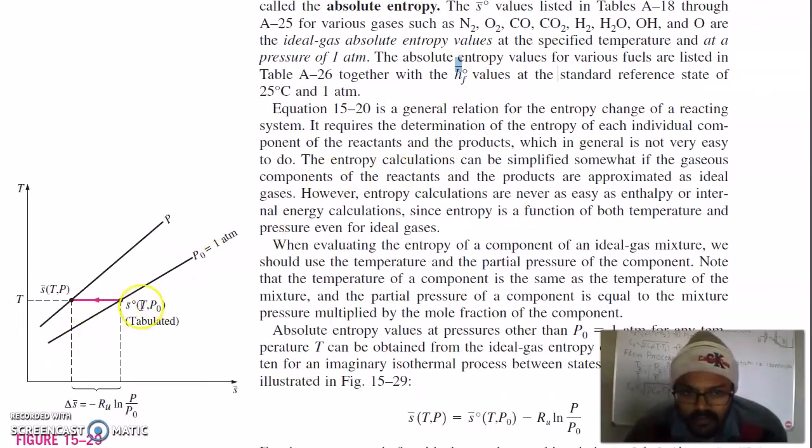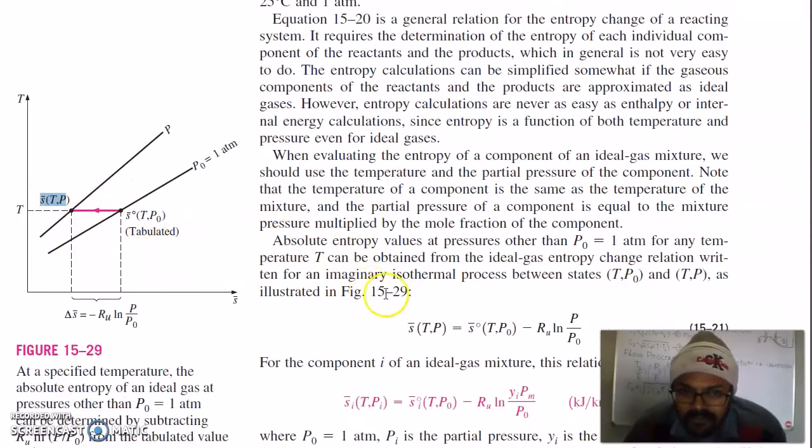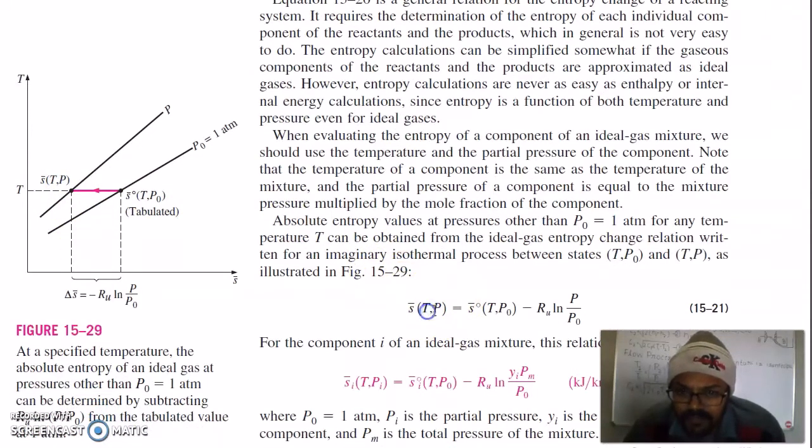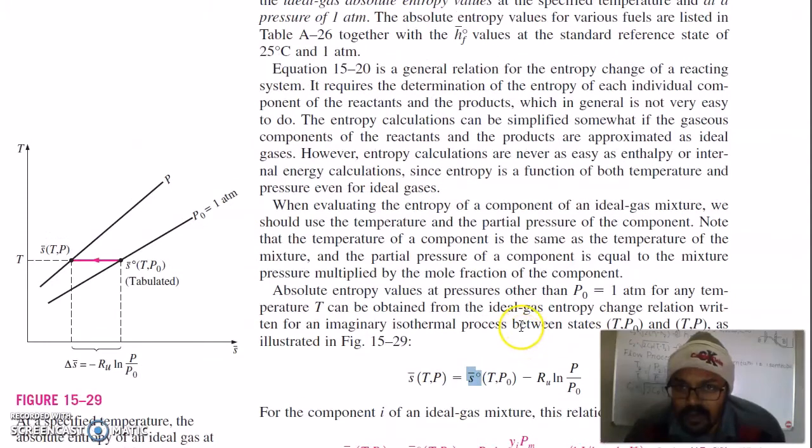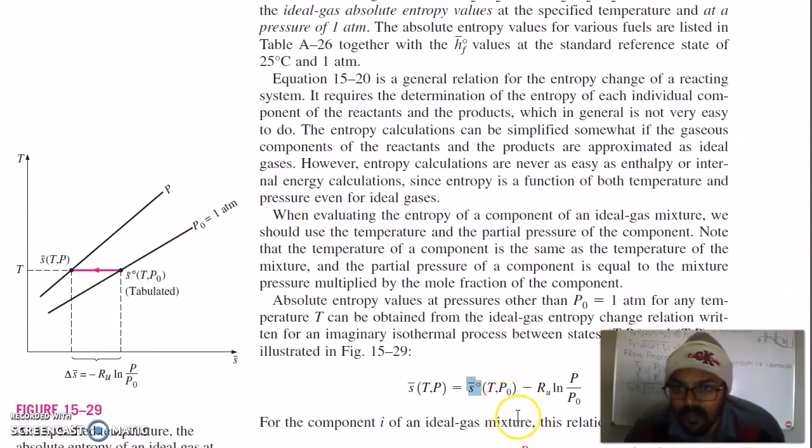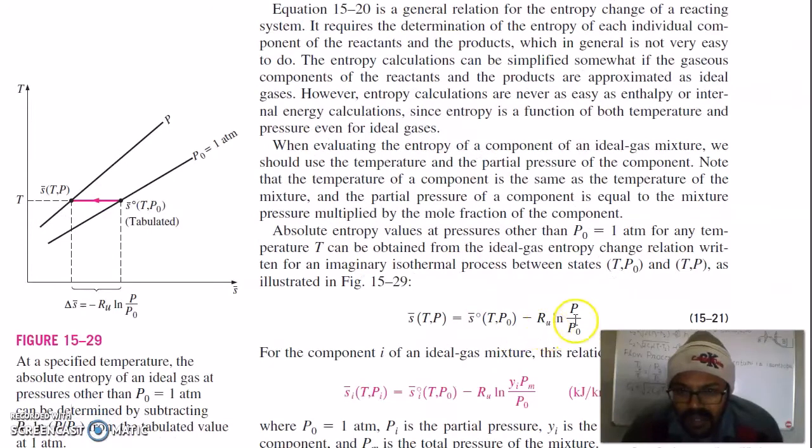So if you take this temperature entropy diagram, we know the absolute value here, that is a function of temperature and P0. Now if you have to find the entropy at a particular different pressure and different temperature, how are these two related? The entropy at different temperature and pressure equals the entropy at standard temperature and pressure, which is your 1 atmosphere, minus Ru log P by P0. So this term basically gives you the change of entropy with a change in pressure, when your pressure changes from P0 to P.